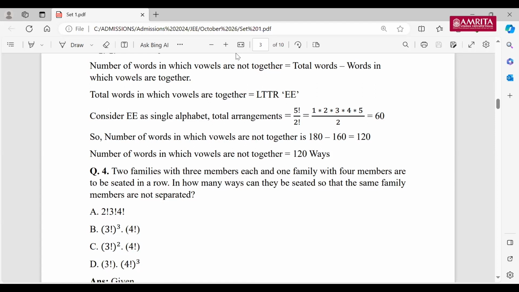Can you just think about it and give me the answer? You don't need to write a lot of things to get this answer. So the first option is 2 factorial, 3 factorial, and 4 factorial. Second option is 3 factorial whole cube multiplied by 4 factorial, 3 factorial whole square by 4 factorial, and 3 factorial into 4 factorial whole cube. Okay, I think Prajan has answered. It could be option C. Okay. Let's see whether this is option C or not.